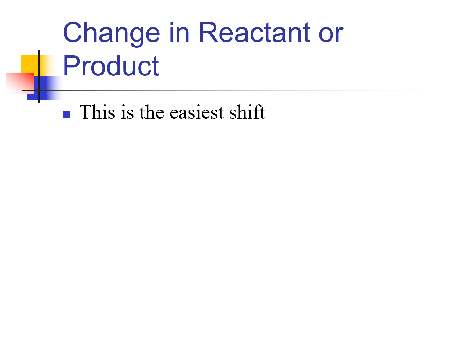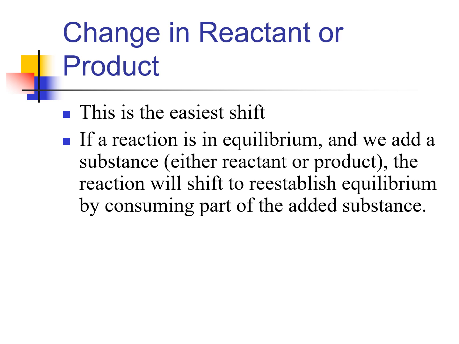So we're going to start with changing the reactant or product amounts. So if a reaction is in equilibrium, and we add something, either a reactant or a product, the reaction will shift to reestablish equilibrium by consuming part of what was added.